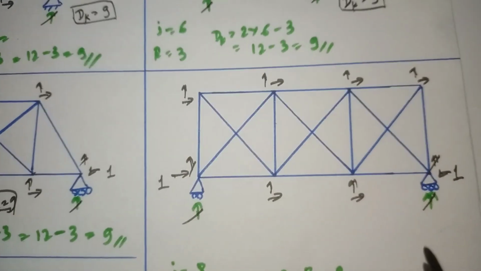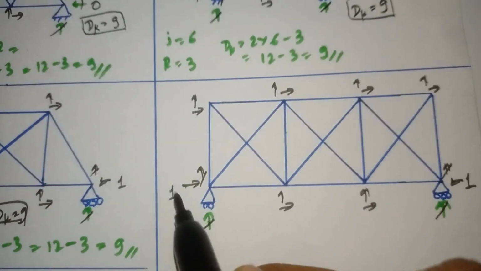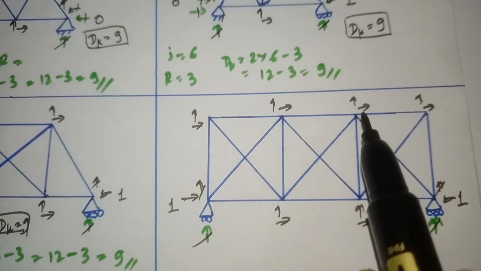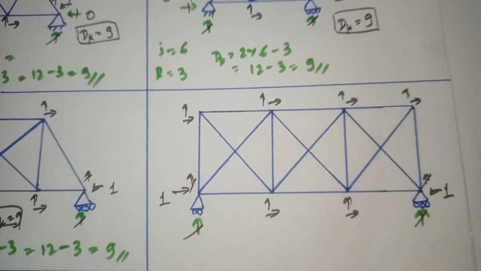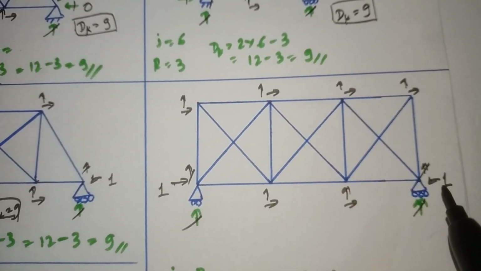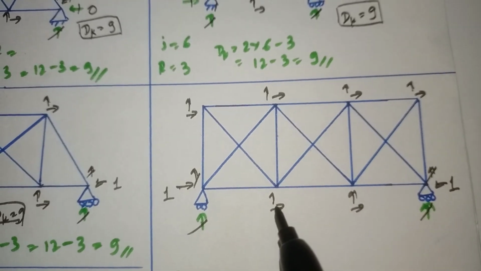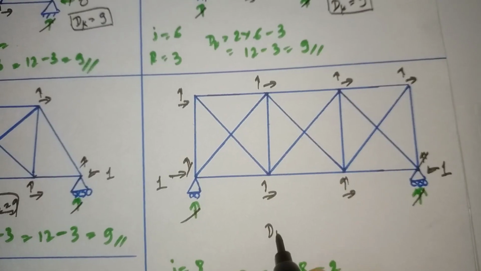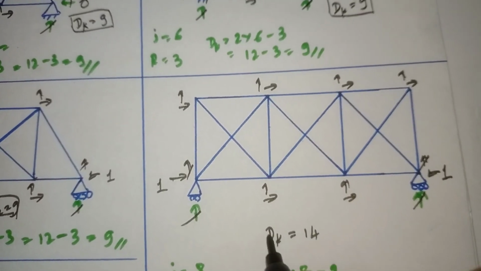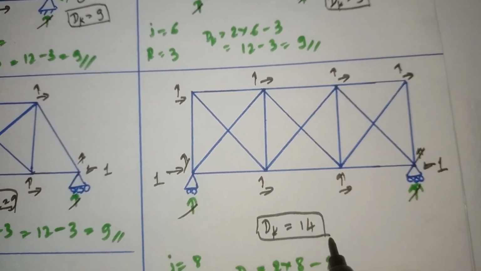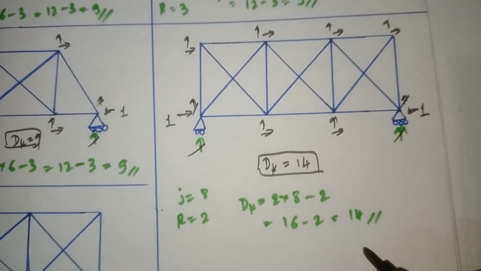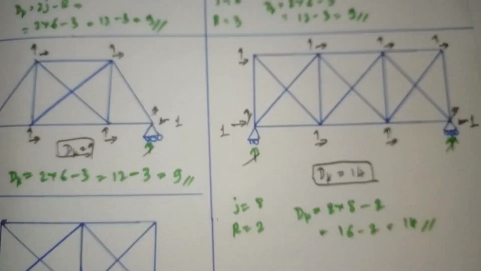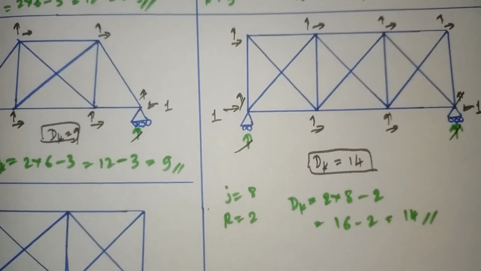So total how many degrees of freedom are there in the structure? So 1, 2, 3, 3 plus 2 is 5, 5 plus 2 is 7, 7 plus 2 is 9, 9 plus 1 is 10, 10 plus 2 is 12, 12 plus 2 is 14. So the total number of degrees of freedom in this structure is 14. When we calculate using the formula, we also got the answer 14. So both are the same. So we'll move to the next structure.